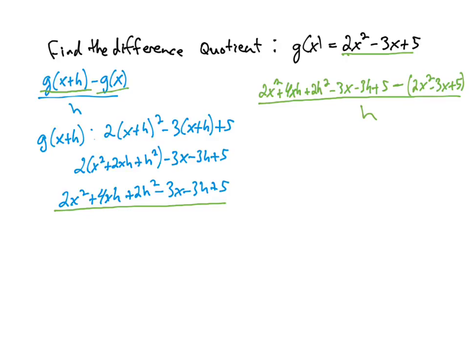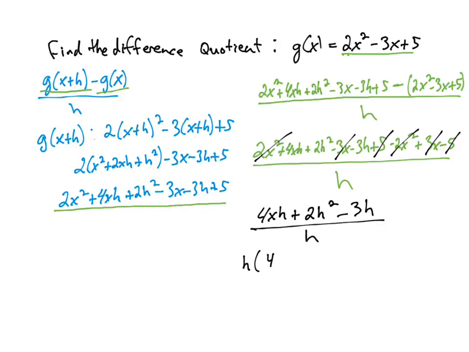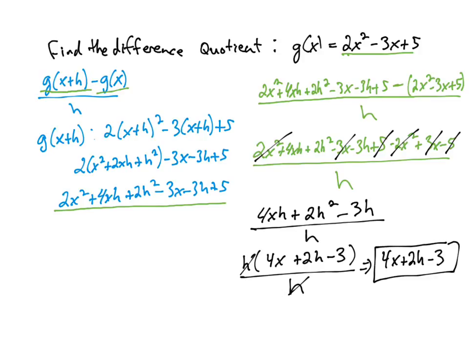So from here, let's just simplify the numerator and see what can cancel. So what we see is that negative 2x squared and 2x squared cancel, negative 3x and 3x cancel, and then 5 and negative 5 cancel. So that leaves us with 4xh plus 2h squared minus 3h all over h. Again, let's factor out the h. 4x plus 2h minus 3 divided by h. The h's cancel, and we are left with 4x plus 2h minus 3 as the final simplified form of the difference quotient.